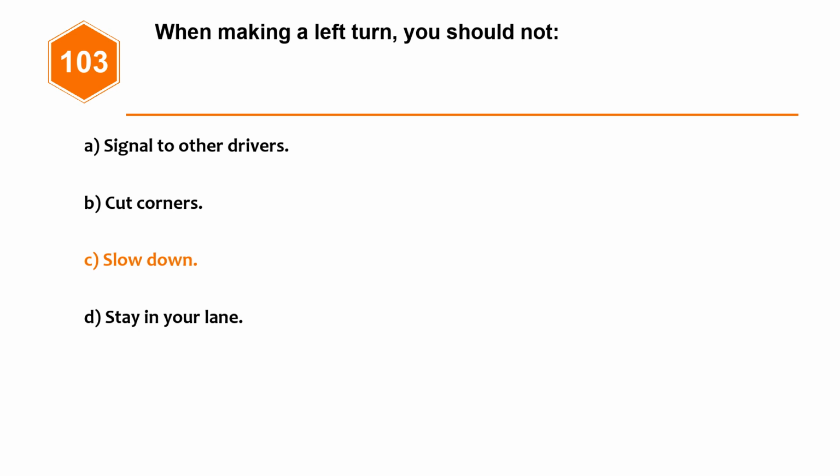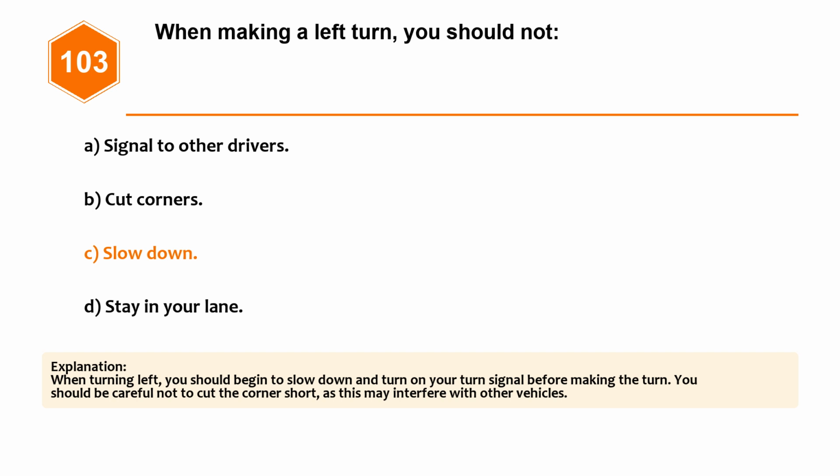The correct answer is option C, slow down. Explanation. When turning left, you should begin to slow down and turn on your turn signal before making the turn. You should be careful not to cut the corner short, as this may interfere with other vehicles.